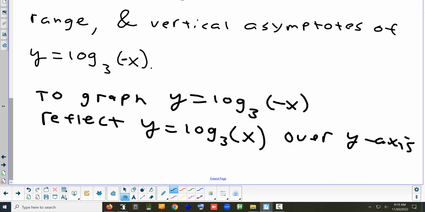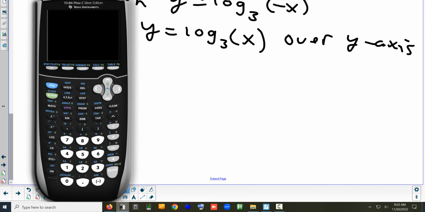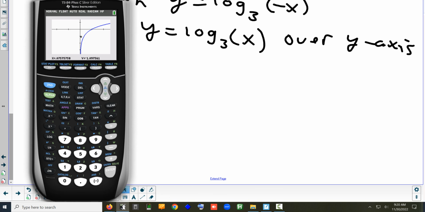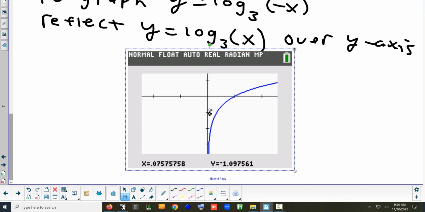So to graph y equals log base 3 of negative x, reflect the original over the y-axis. So we just graphed log base 3 of x on the calculator. Let's just use that to kind of help us. So it's going to be mirror imaged over the y-axis. So it's going to look something like that.